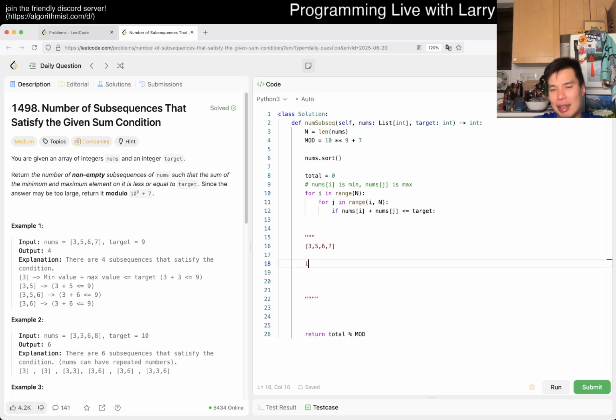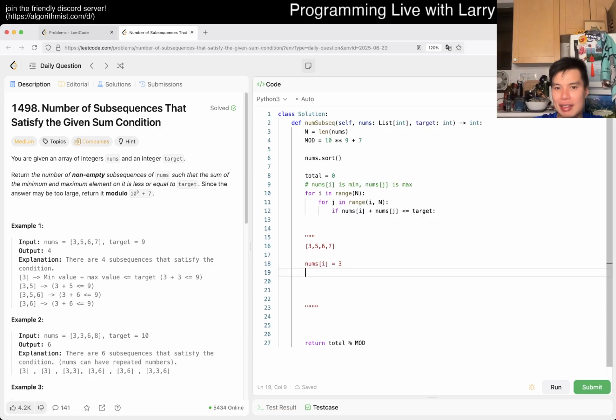Let's say num sub i is equal to 3, num sub j is equal to 6 because we do the for loop. Then that means, let's actually add a couple more numbers here, maybe something like that. Well, now there are 4 numbers in between. What does that mean? For every one of those numbers, they could either be on and off.